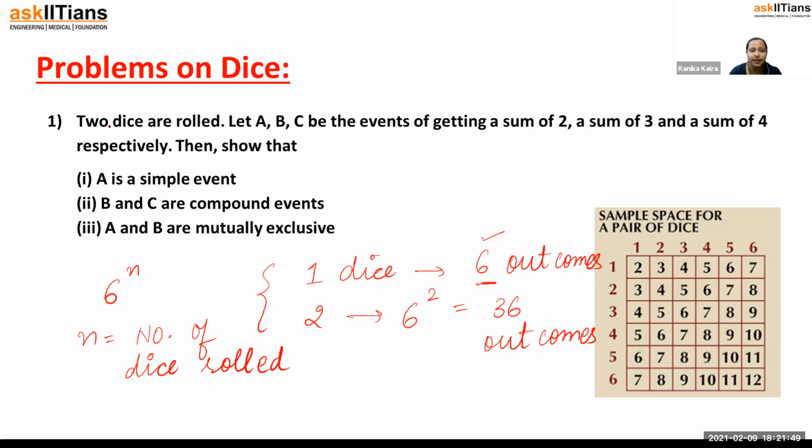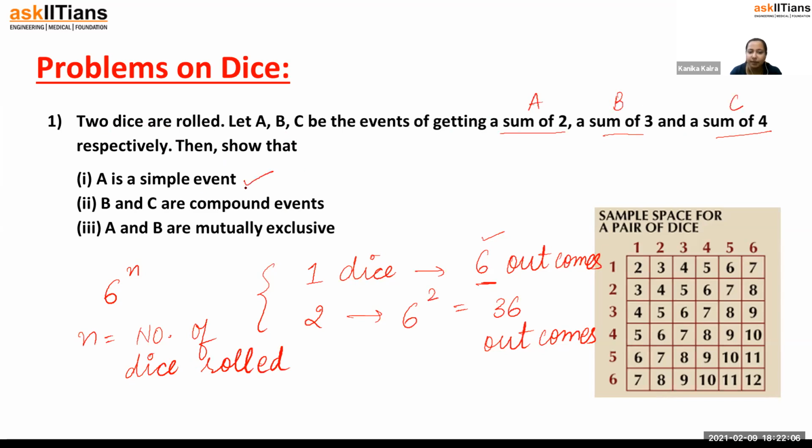Now let's look at the statement. 2 dice are rolled. Let A, B, C be the events of getting a sum of 2, sum of 3 and sum of 4 respectively. So this is event A, this is event B, this is event C.